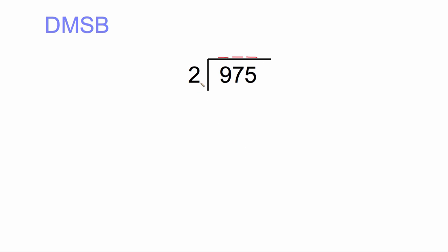The first thing I do is divide. I need to ask myself, how many times can 2 go into 9? Well, I know 2 times 4 is 8, and that's as many times as it can go in, so that's 4. That would be our divide. 2 times 4 is 8. That's our multiply. Then we subtract. 9 minus 8 is 1. And then we bring down the 7.